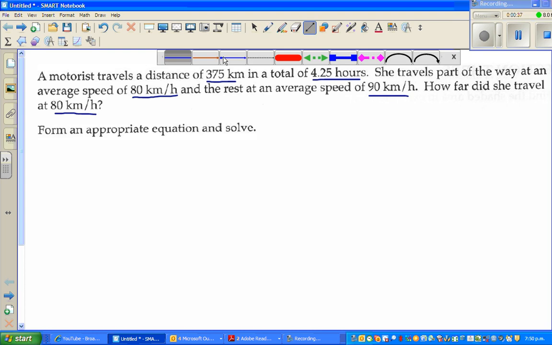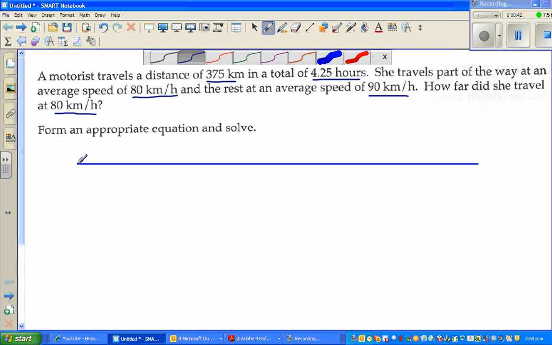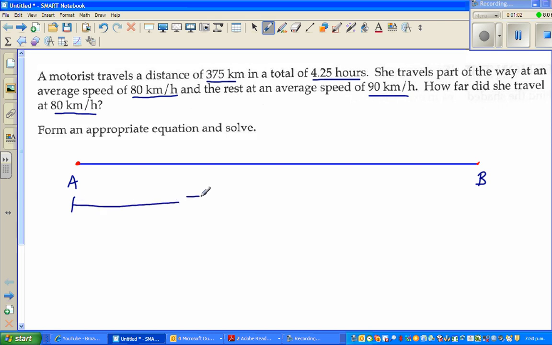So I'm going to draw a line to show you. Suppose this is the distance she travels. Suppose she starts at A and reaches B. So let me use a different color. So this is your A and this is your B. So we know from A to B, the distance is 375 kilometers. Now this total distance was covered in 4.25 hours. That's one piece of information that we have.